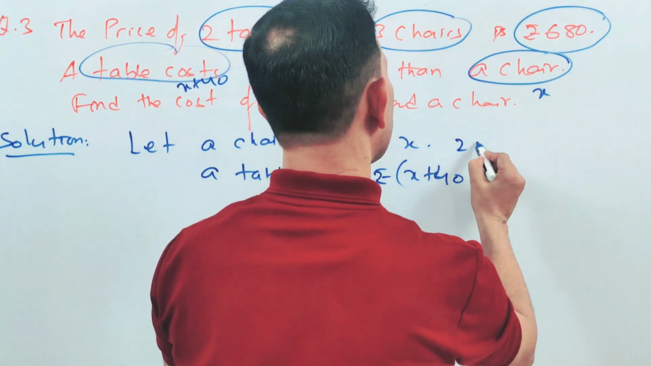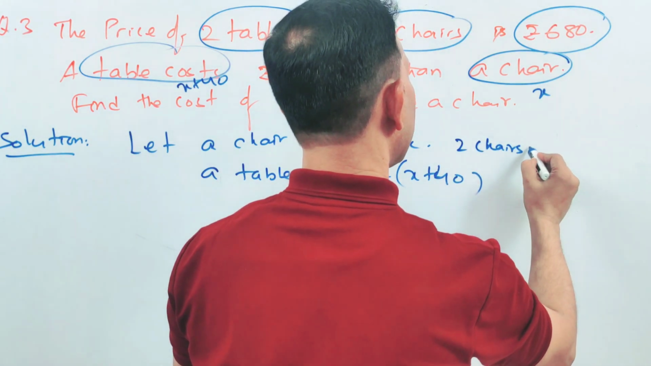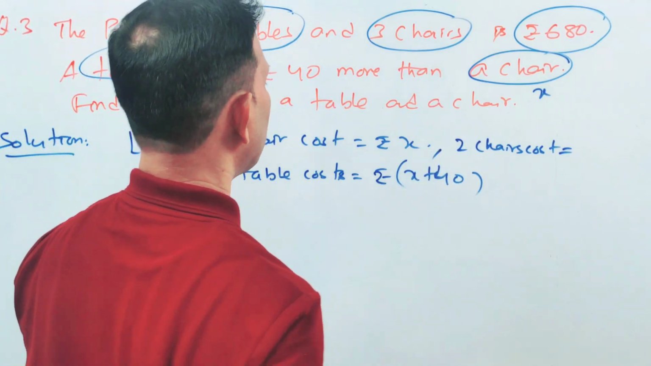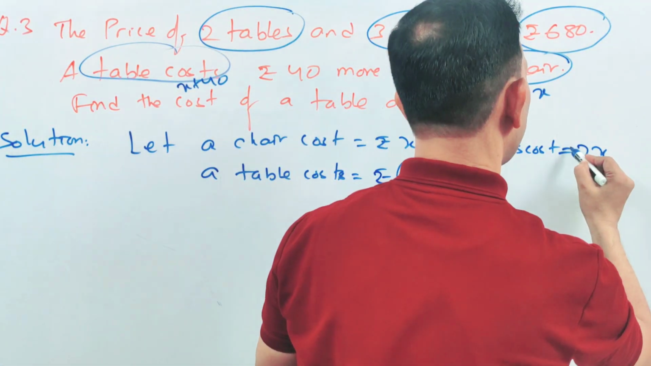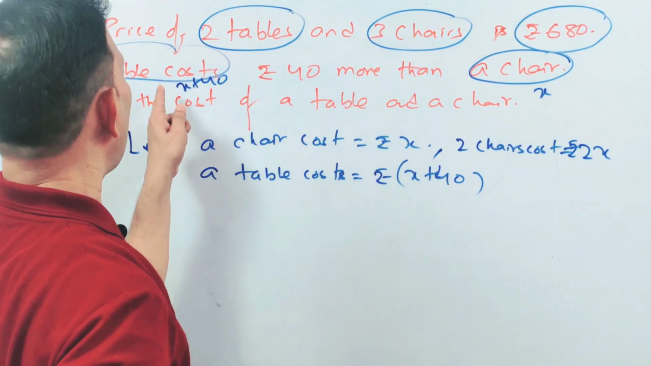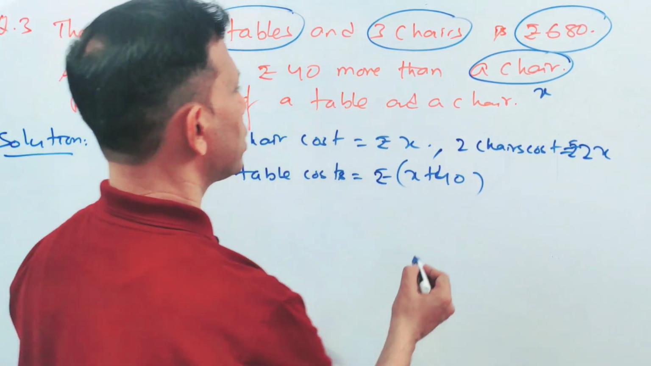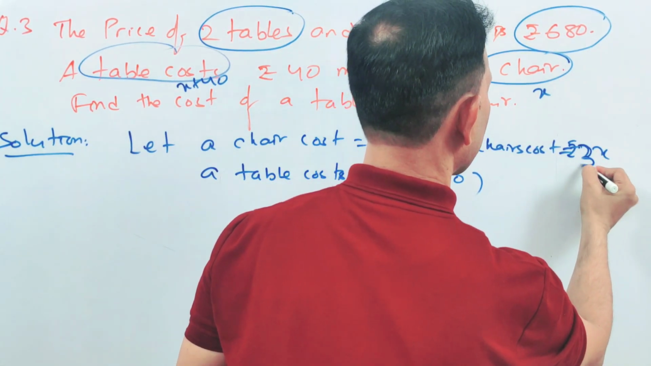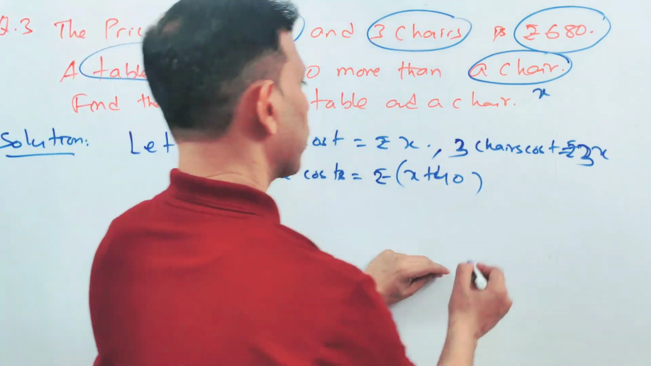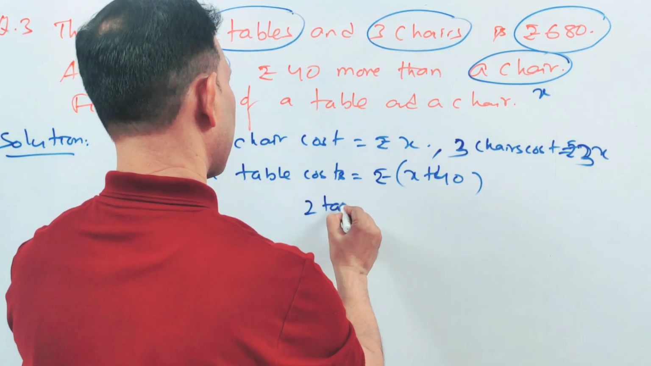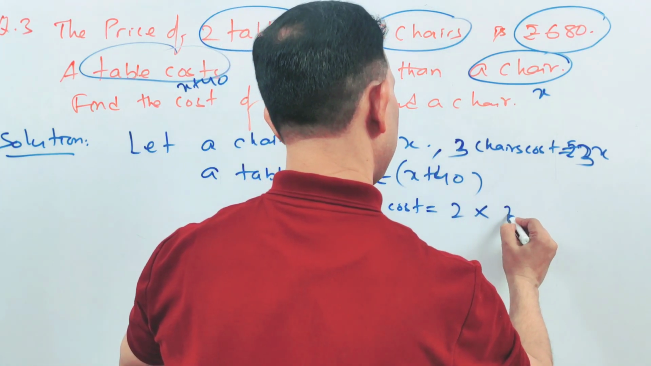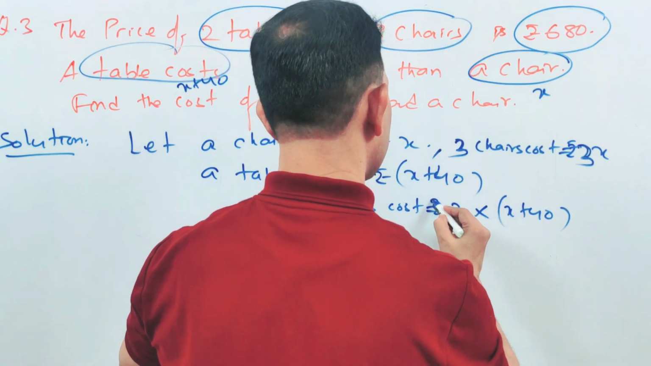So 2 chairs will cost how much? 2x rupees. If 2 chairs cost rupees 2x, then, sorry, this is 3 chairs, so it will be 3x. This is 3x. Now 2 tables are there, so 2 into this much, right? So 2 tables cost 2 into this much, that is x plus 40 rupees.